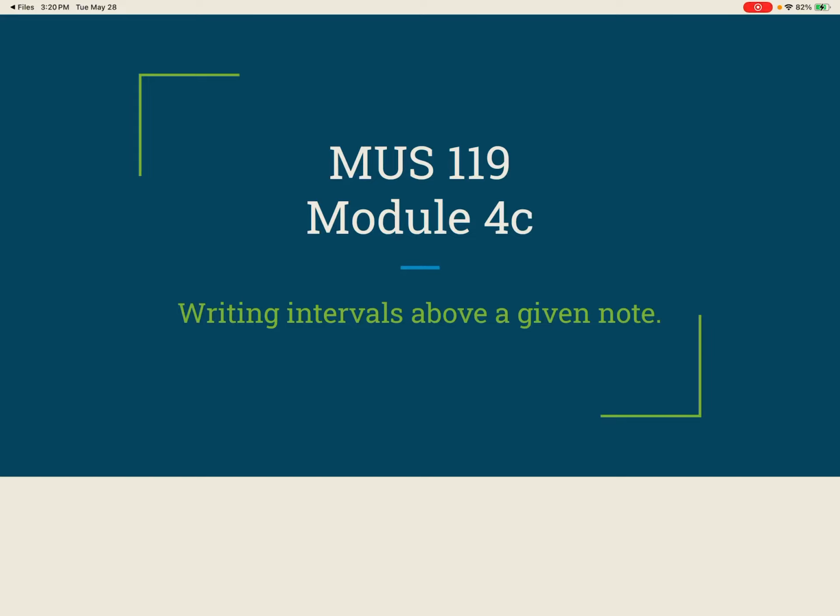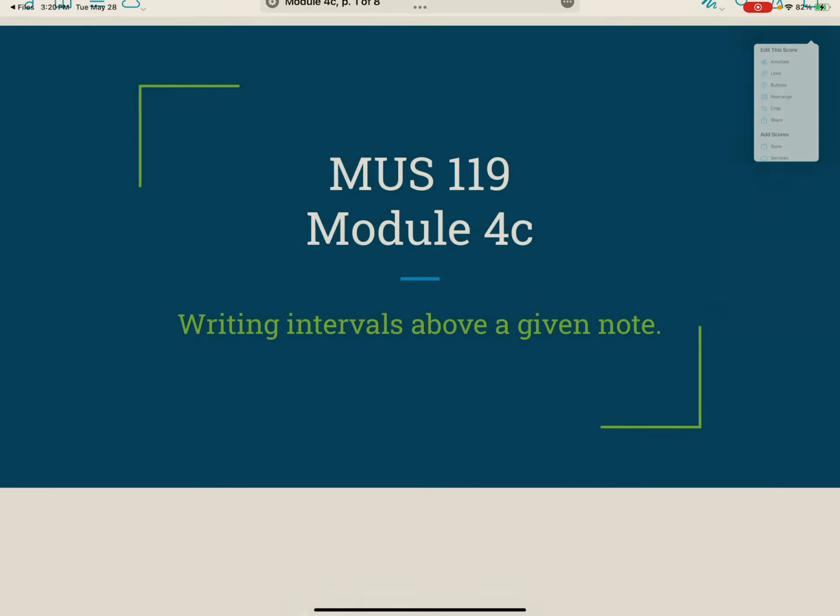Aloha, MUS119. This is Module 4C. It's a close-up to writing intervals above a given note. So let's hop into it.